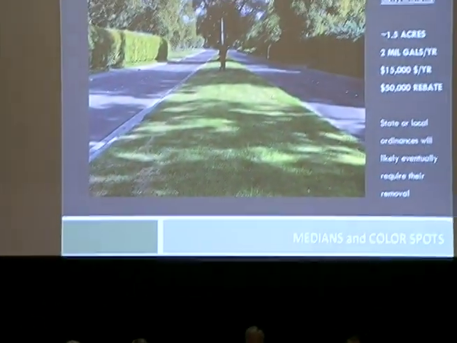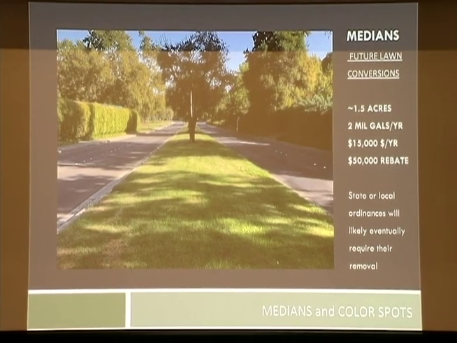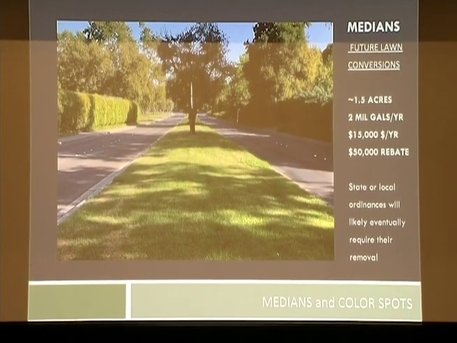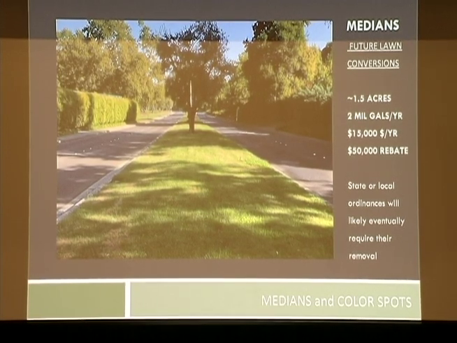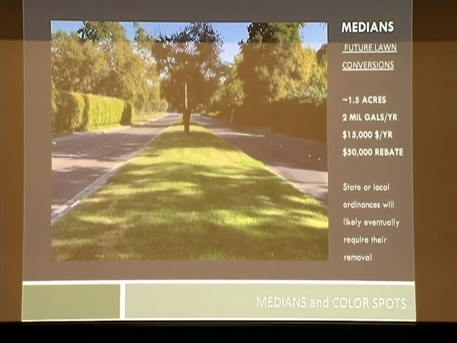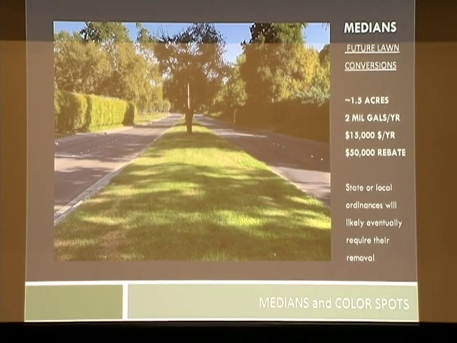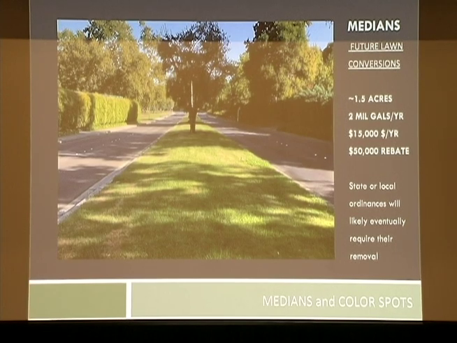So the medians that are left, it's about 1.5 acres left of grass, which is about 66,000 square feet. It's 2 million gallons per year for these medians and about $15,000 a year in water cost. If we removed them all at once, it would be a $50,000 rebate from East Bay MUD. That's not something that we're looking to do, but just so that you have some monetary figures to help in your decision-making process. And then finally, as I mentioned, there is a chance that due to WELO, which is something called the Water Efficiency Landscape Ordinance, we may eventually have to take these out anyway, particularly when we enter back into a drought pattern.